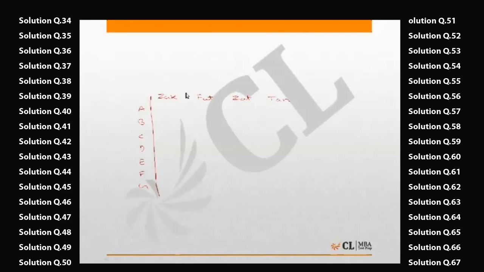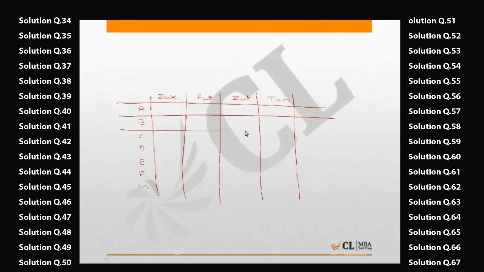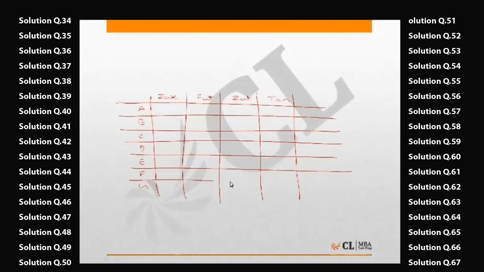What I'll do, whichever animal is present in whichever jungle, I'll put a tick there. If that animal is not present in a particular jungle, I'll put a cross there, and if the animal is dominant in that jungle, I'll round off that tick mark. Also, we need to figure out whether our jungle has 2 animals or 3 animals.